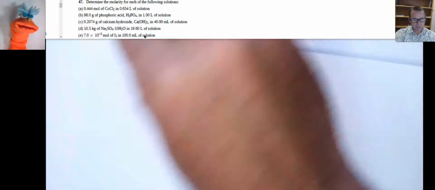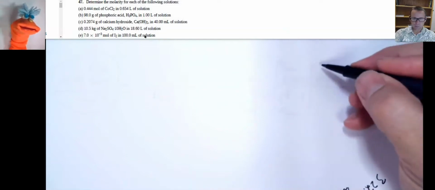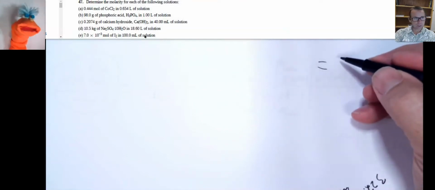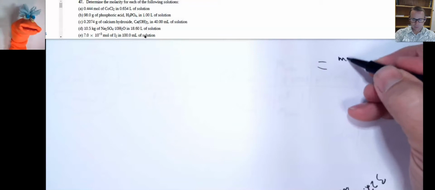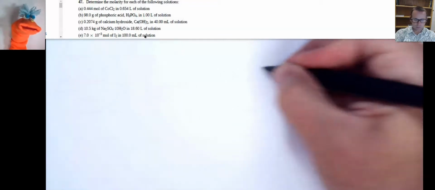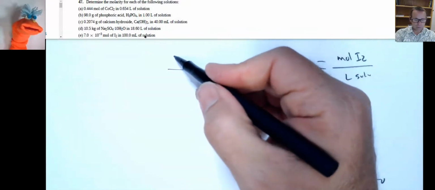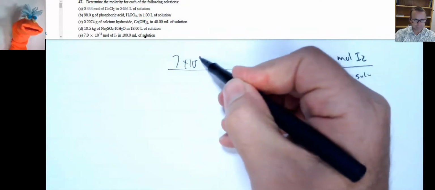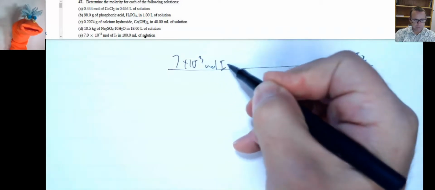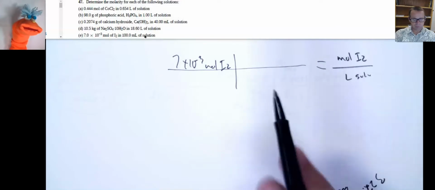Well, that's not too hard if we just want iodine molarity, right? To the right of our equal sign, what do we write? Moles of the, is the iodine the solute? Yeah, moles of I2 for every liter of solution. So starting off with 7 times 10 to the minus 3 moles of I2. So we already got moles of I2, that's good. And then we just have 100 milliliters.